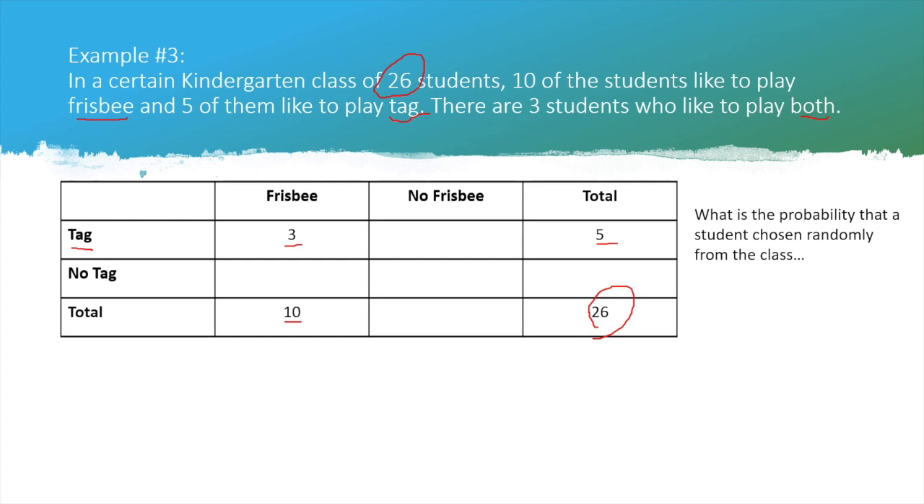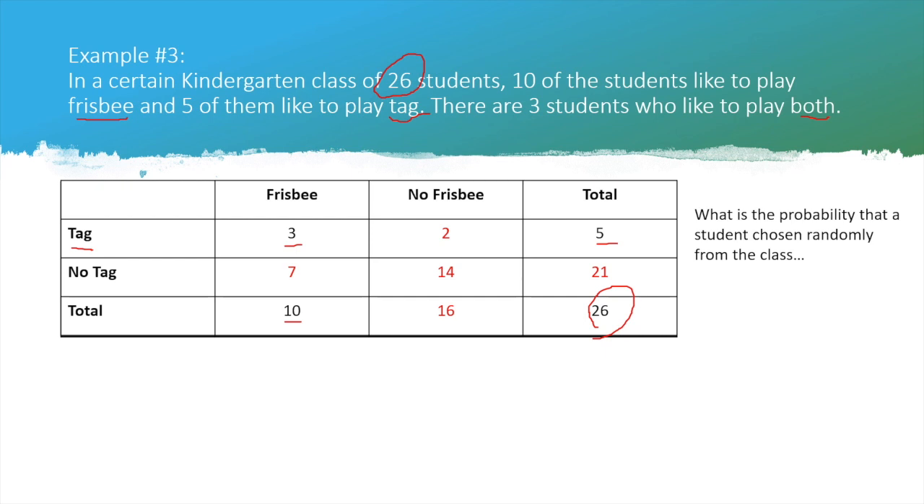So I know 3 plus something has to equal 5. So 5 minus 3, that's going to be 2. Same this direction, 3 plus something has to equal 10, so that's going to be 7. And everything's going to have to add up. So 10 plus 16 is going to give me 26. And so when I fill out my table, I'm just kind of deriving what the missing information is.